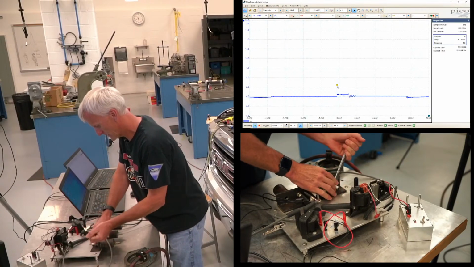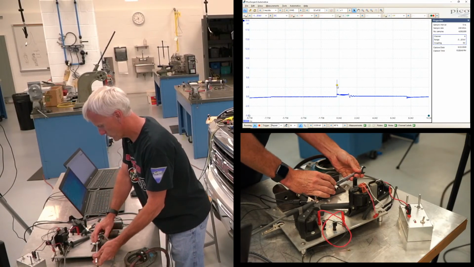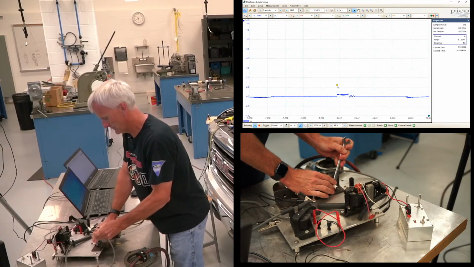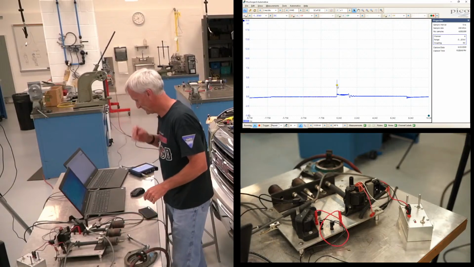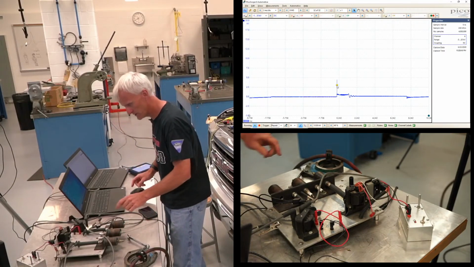Let's see. Well, actually, I was going to show you that. I was going to show you what it looks like raw before I take this out. This is poor planning on my part. But hey, if you know me, that's pretty typical.